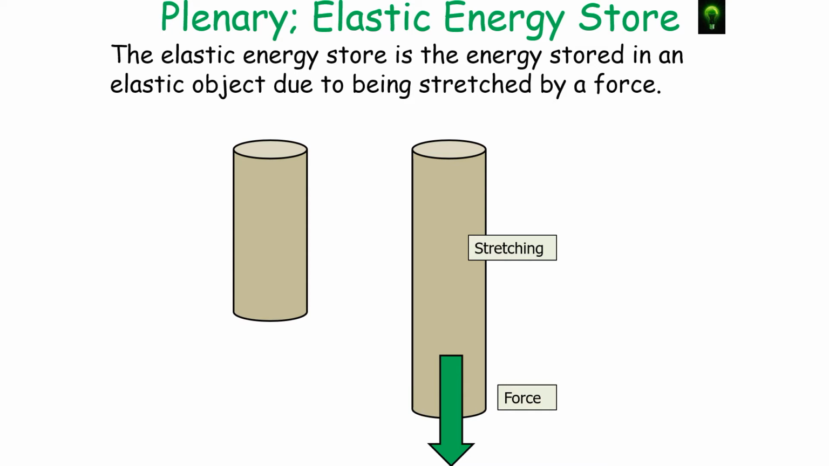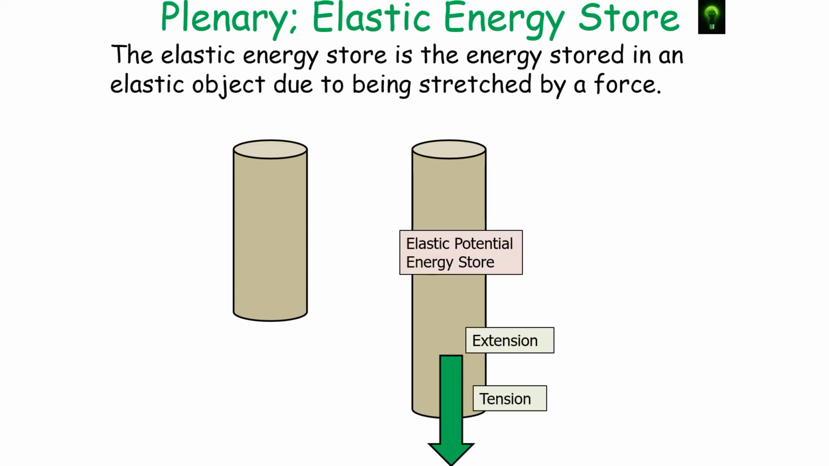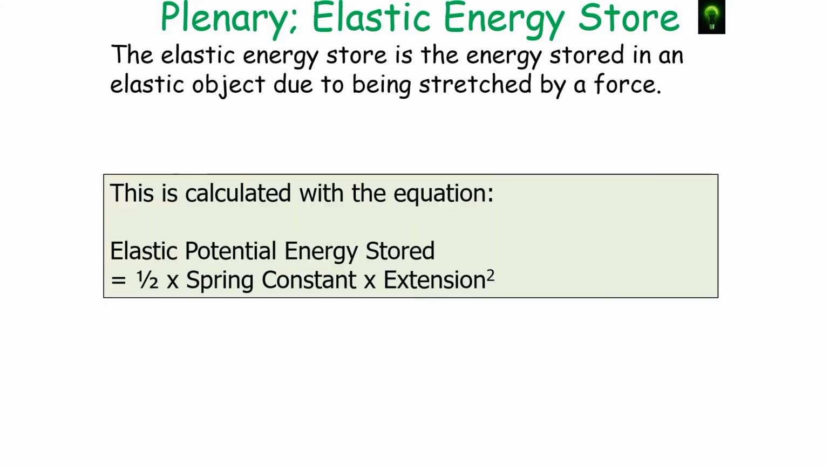The elastic energy store is the energy stored in an elastic object due to being stretched by a force. The scientific term for stretching is in fact extension, and a force that causes extension is called tension, or the tensile force. So when you have an object which has a tension acting upon it to cause extension, it becomes an elastic potential energy store. The elastic potential energy store can be calculated with the following equation: the elastic potential energy stored is equal to 1/2 times the spring constant times the extension squared.